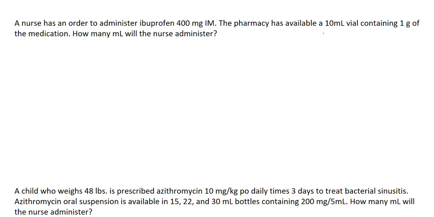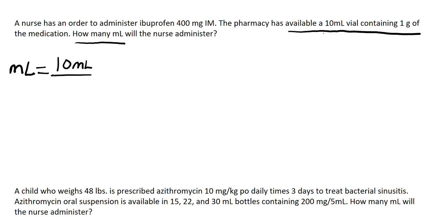So the first thing I do when I'm setting up my dimensional analysis problem is I go straight to the question to find out, what are they asking me for? They're asking me for how many milliliters? So that's what I start with, milliliters. And I go right into setting up my problem. I look for, what do we have available? Milliliters, 10 milliliter vial containing 1 gram. I put that right into my problem, 10 milliliters to 1 gram.